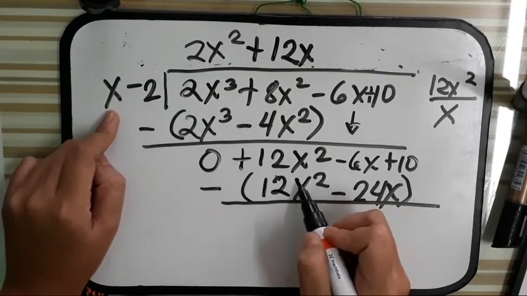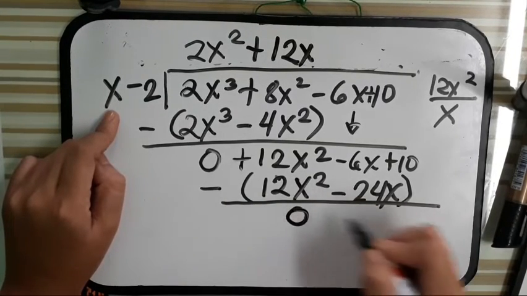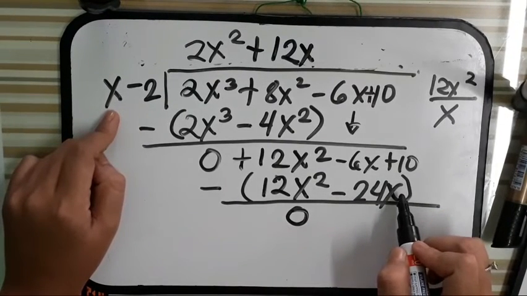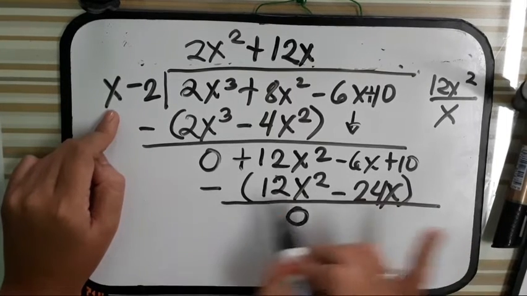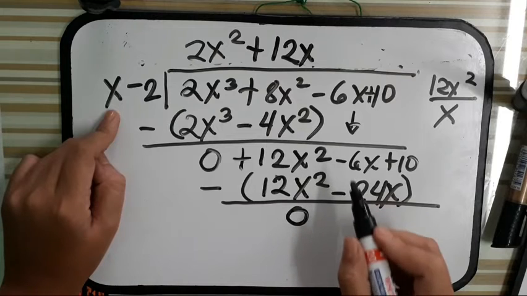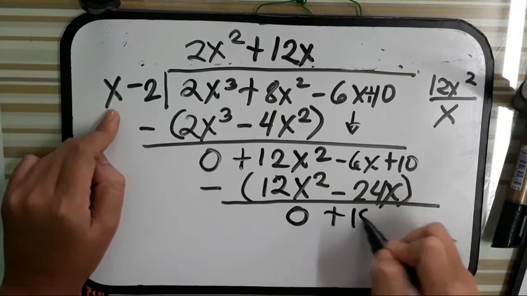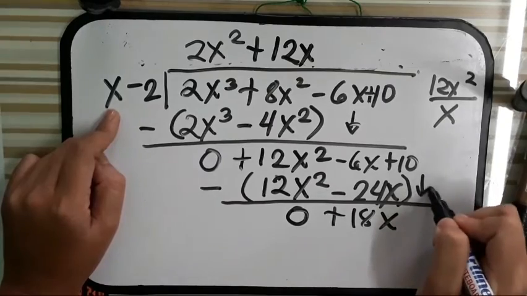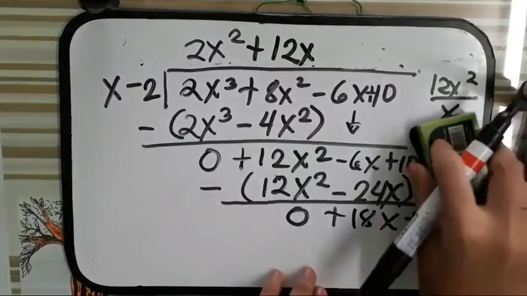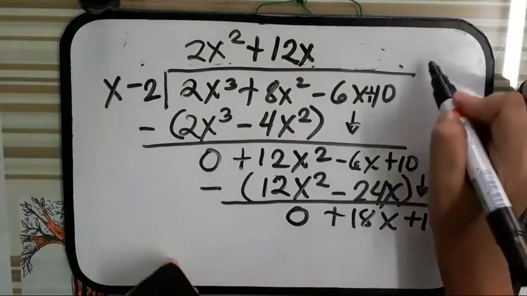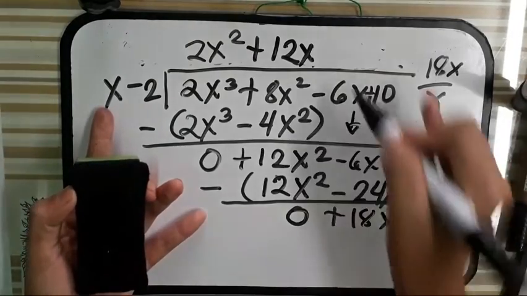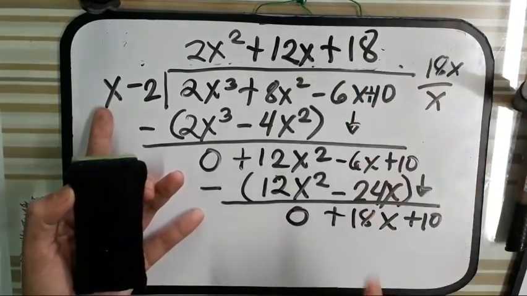Okay, 12x squared minus 12x squared is equal to 0. Now, negative 6x minus negative 24x is the same as negative 6x plus 24x. So, the answer here is 18x. Then, bring down 10. Now, let's repeat the same process. So, we have 18x divided by x. The answer is simply 18.